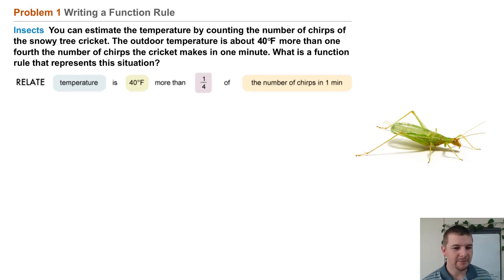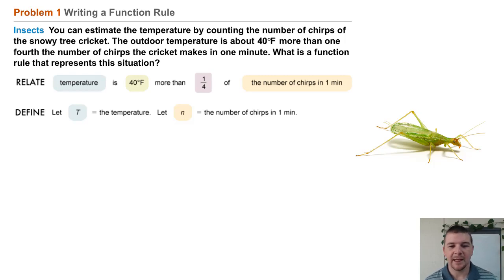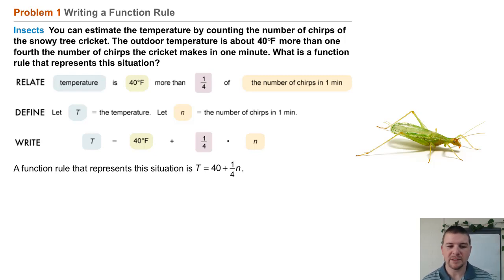Well, step 1, relate. So we can relate the temperature is 40 degrees Fahrenheit more than 1/4 of the number of chirps in 1 minute. So we'll define. We can let t be the variable to represent the temperature, and let n be the variable to represent the number of chirps in 1 minute. We write the equation t equals 40 degrees Fahrenheit plus 1/4 times n. A function rule that represents this situation is t equals 40 plus 1/4 n.